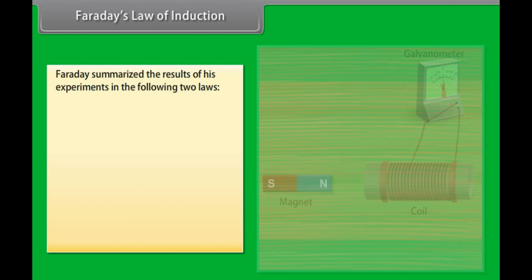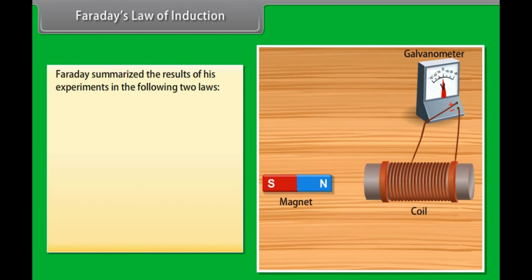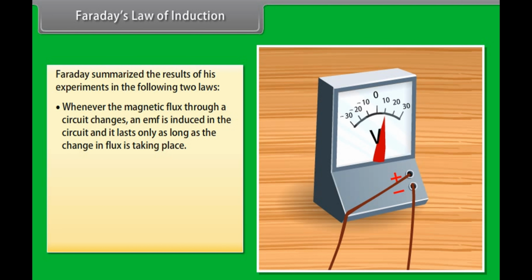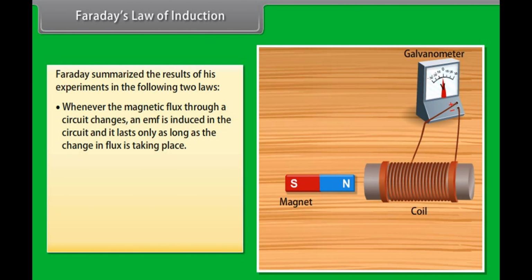Faraday's law of induction. Faraday summarized the results of his experiments in the following two laws. Whenever the magnetic flux through a circuit changes, an EMF is induced in the circuit, and it lasts only as long as the change in flux is taking place.